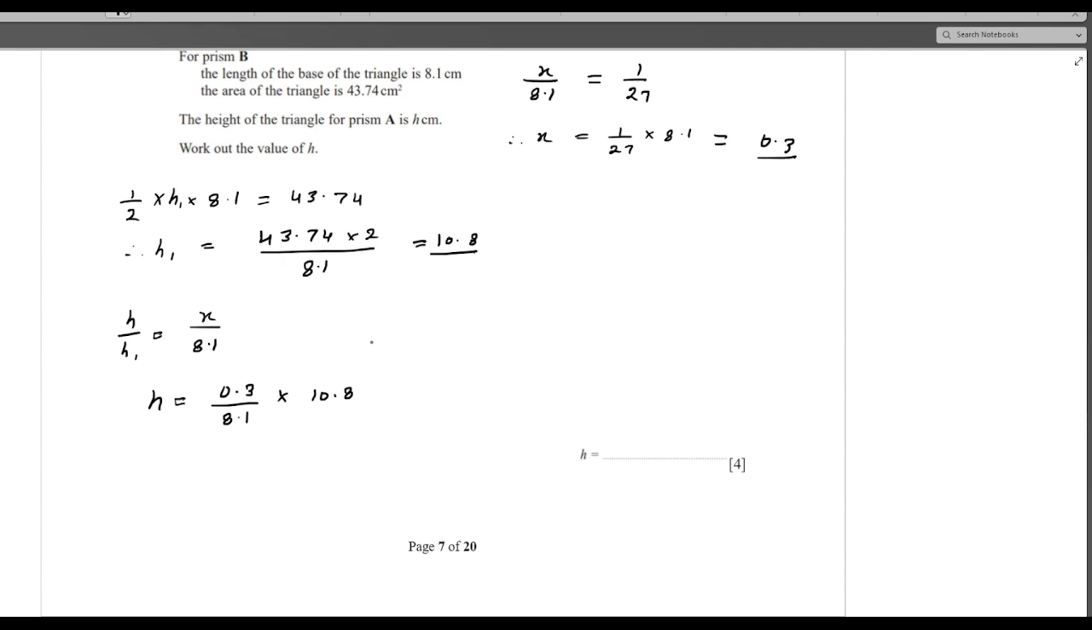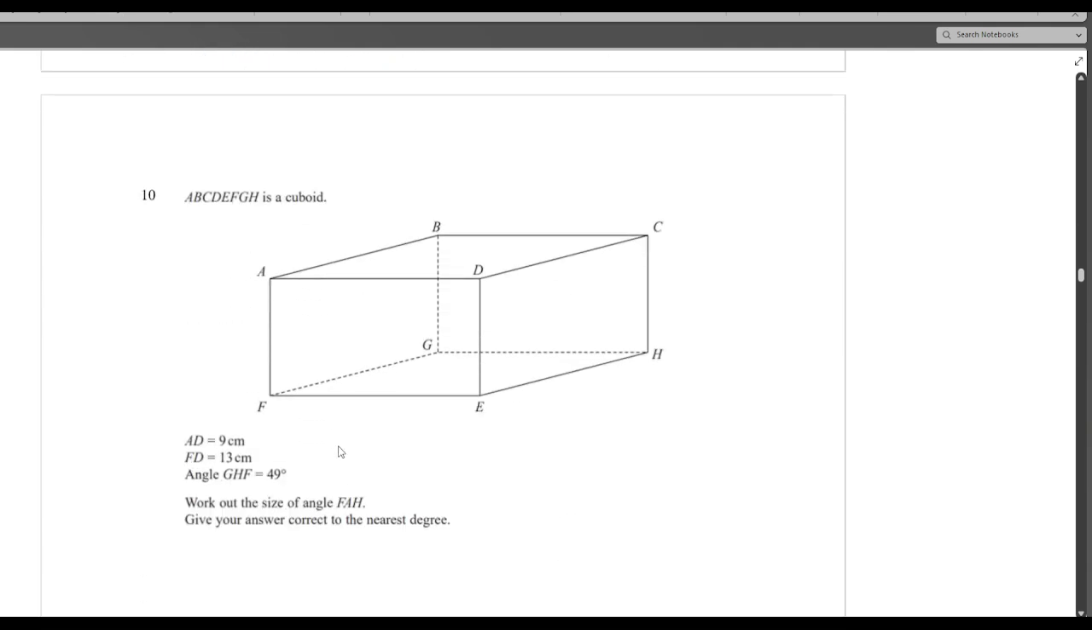0.3 divided by 8.1 multiplied by 10.8, we get the result as 2 divided by 5. 2 divided by 5 is 0.4. We get the result as 0.4. So here h is 0.4. Okay, now the next question.